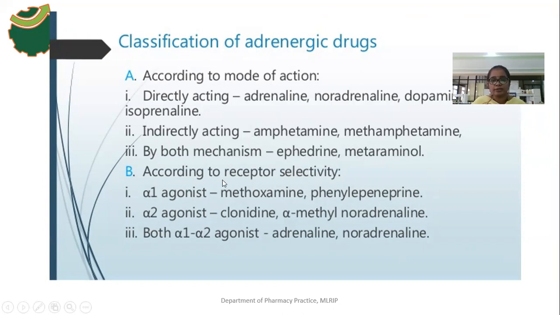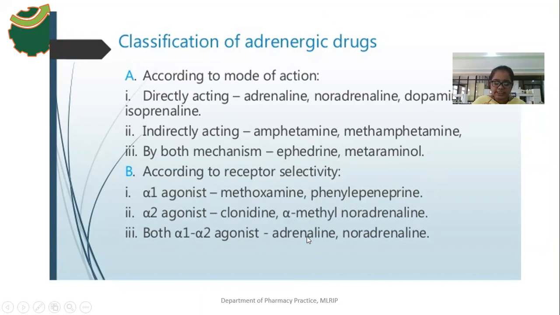Okay, according to the receptor sensitivity. These are the selective alpha 1 agonists: methoxamine and phenylephrine. Selective alpha 2 agonist examples are clonidine and alpha methyl noradrenaline. Both alpha 1 and alpha 2 agonist examples are adrenaline and noradrenaline.